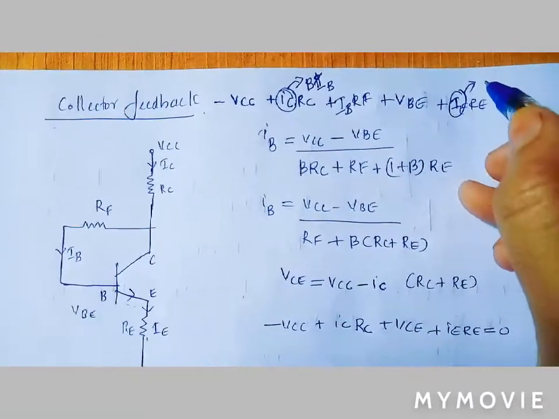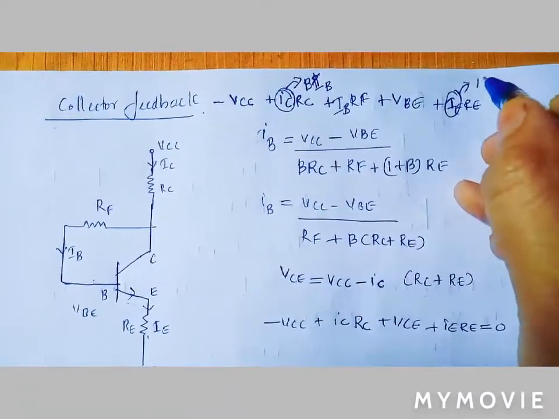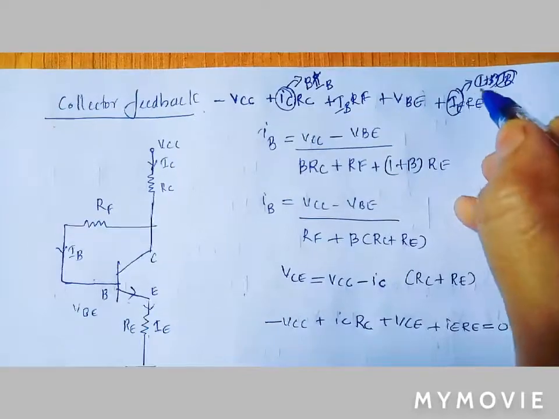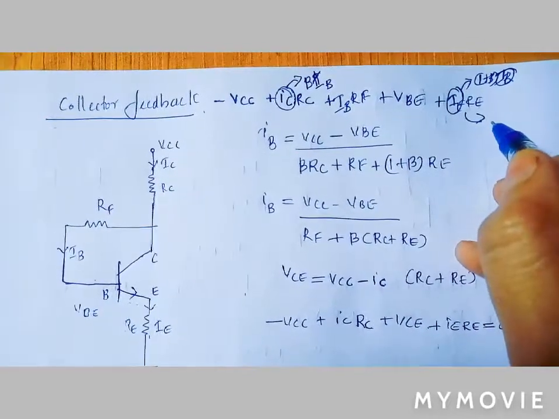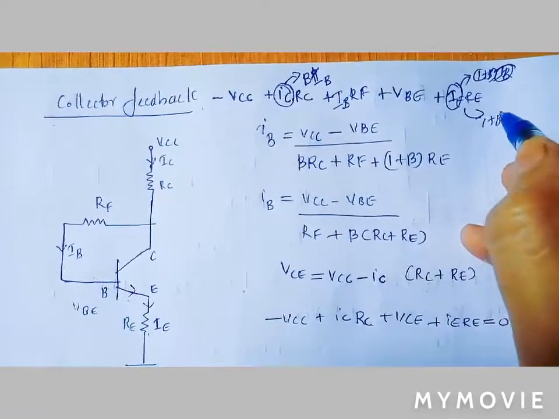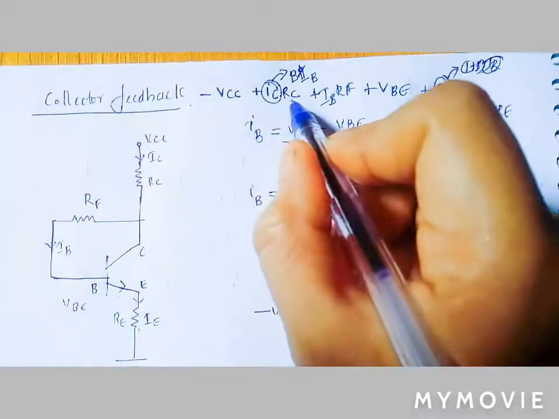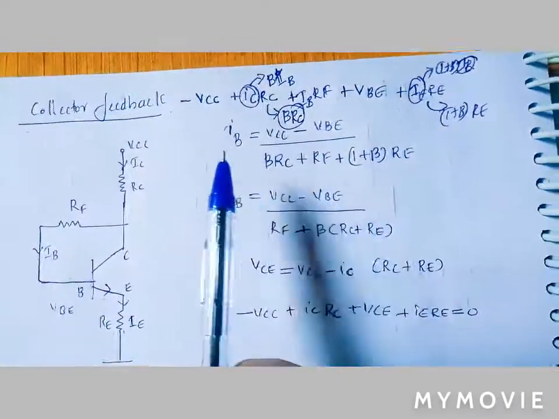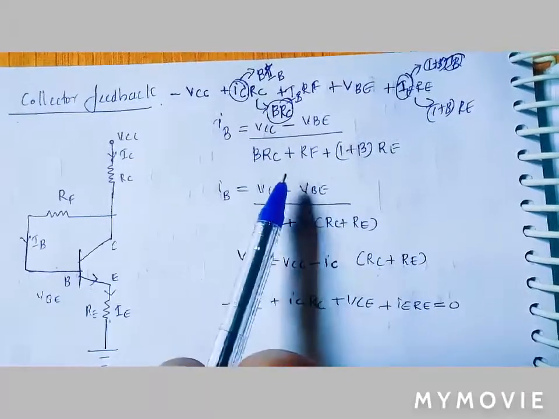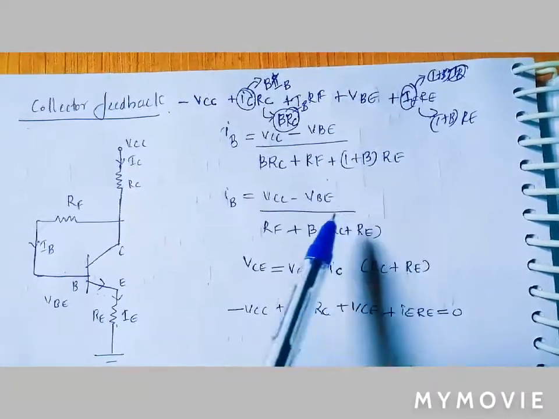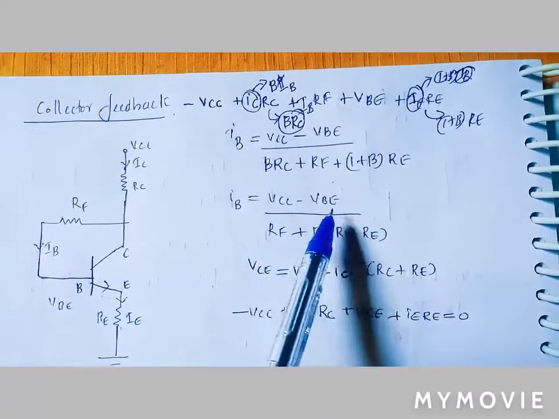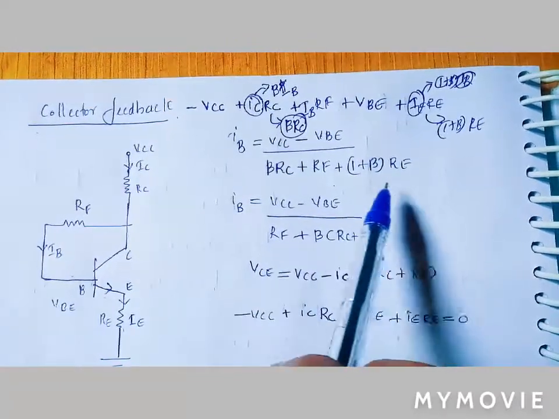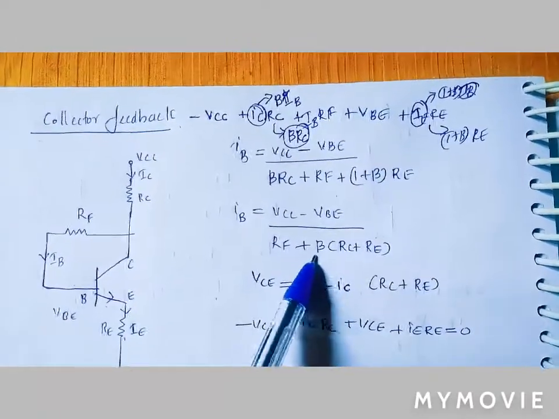Here IE is 1 plus beta IB. So to express in terms of IB, we change RE to 1 plus beta RE, and also we change RC to beta RC. So from that IB is equal to VCC minus VBE divided by beta RC plus RF plus 1 plus beta RE. So we get the answer like this. And here we can neglect the 1 and take beta common.